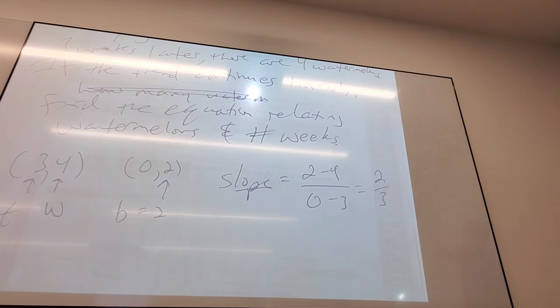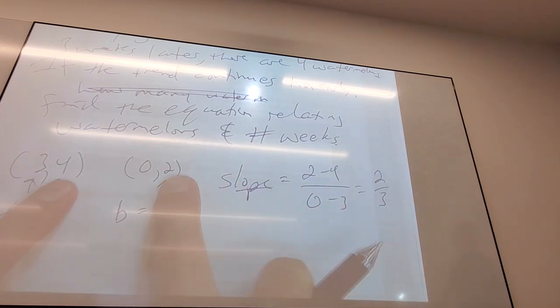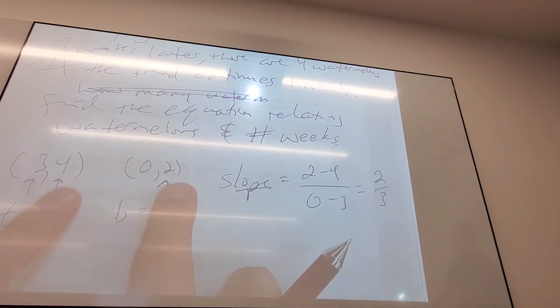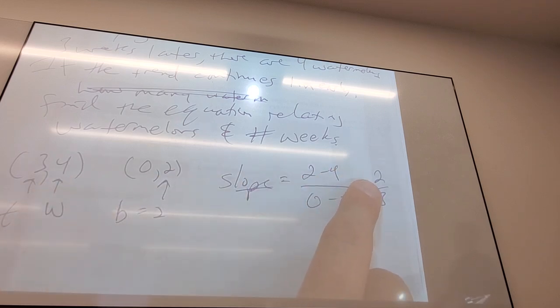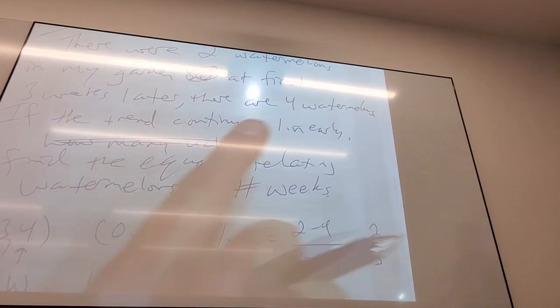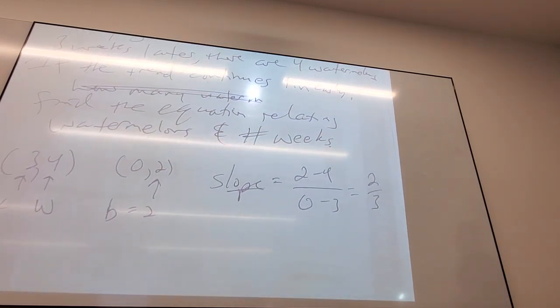Can somebody interpret that for me? What was the top again? Top is the watermelons. So 2 watermelons per 3 weeks. Which makes sense. Every 3 weeks I expect to get 2 more watermelons, correct? So you can always interpret the slope. You just got to know what's the units on the top, what's the units on the bottom. Watermelons divided by weeks. 2 watermelons per 3 weeks.